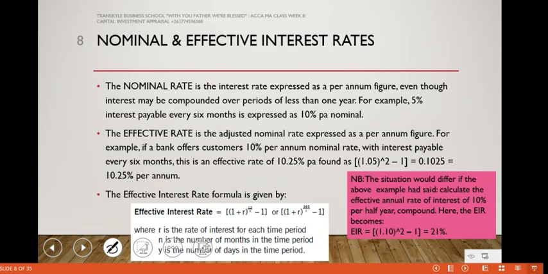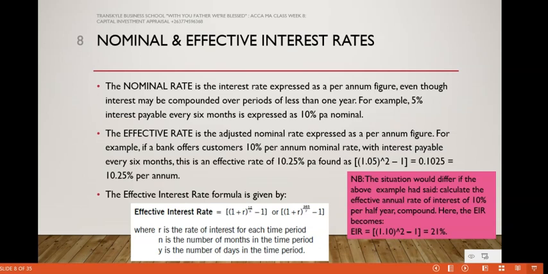But then we are also supposed to know the difference between nominal rate and effective interest rate. Nominal interest and effective interest rate. The nominal rate is the interest rate expressed as a per annum figure, even though interest may be compounded over periods of less than 1 year. For example, 5% interest payable every 6 months is expressed as 10% per annum.